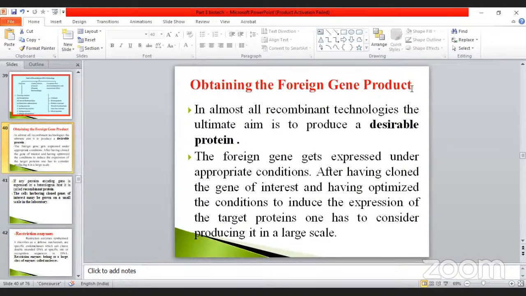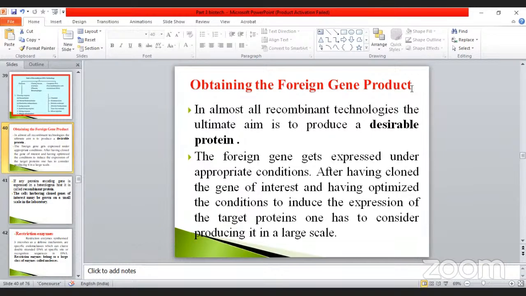Obtaining the foreign gene product. In almost all recombinant technologies, the ultimate aim is to produce the desirable protein, from the desirable gene. After the production of the desirable gene, what will they do? They insert it into any one of the animals or plants, whatever it may be. They incorporate it into the host DNA. After that, what happened? The mRNA process. mRNA is also synthesized. The mRNA produces a particular protein molecule, the desired protein. Suppose you want to produce a hemoglobin protein, they can produce the desirable protein only.